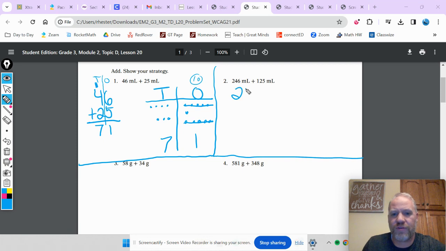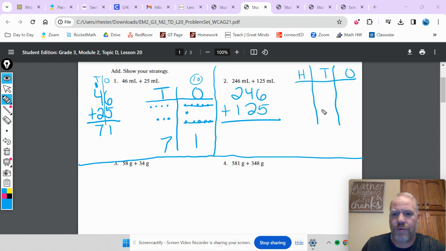So here we have 246 plus 125, and we are going to have a hundreds box this time, a tens and a ones. So now we have hundreds, tens, and ones. I'm going to start with 2 hundreds, 4 tens, 6 ones. 1, 2, 3, 4, 5.